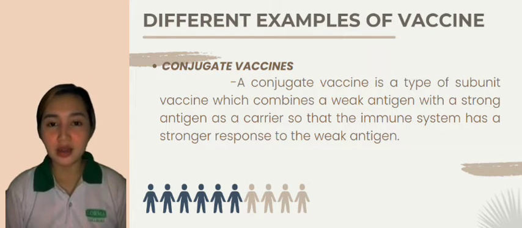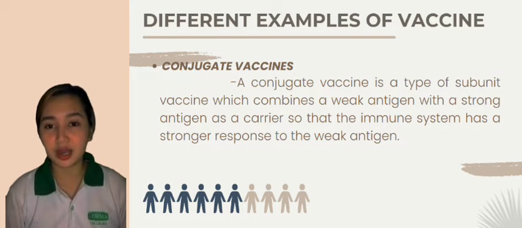So here I'll be discussing what a conjugate vaccine is. A conjugate vaccine is a type of subunit vaccine which combines a weak antigen with a strong antigen as a carrier so that the immune system has a stronger response to the weak antigen.